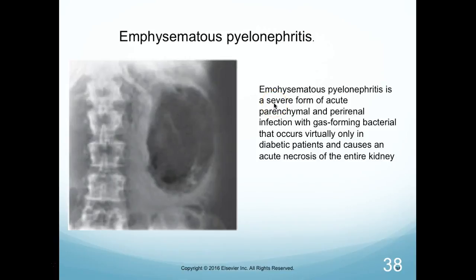Emphysematous pyelonephritis. So that is a severe form of acute parenchymal and perirenal infection with gas-forming bacteria that occurs virtually only in diabetic patients and causes an acute necrosis of the entire kidney. So we saw this in the gallbladder also on diabetic patients. So it can do the same thing in the kidney and actually cause necrosis of the whole kidney.